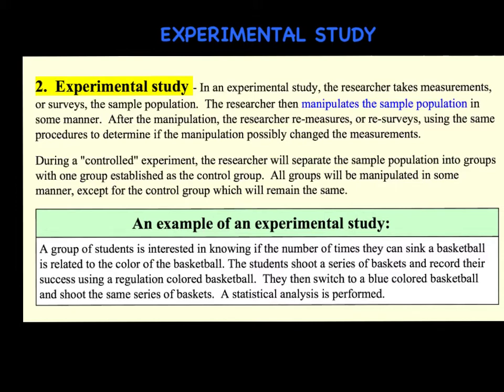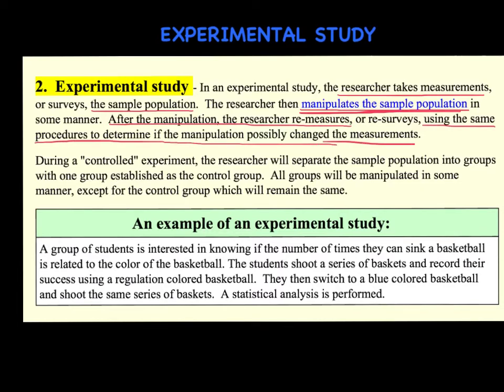In an experimental study, the researcher takes measurements of the sample population. And then here's the key. The researcher then manipulates the sample population. Okay, I can't underline that little blue part enough in some manner. After the manipulation, the researcher remeasures or resurveys using the same procedures to determine if the manipulation possibly changed the measurements, okay? I know that, without any examples in front of you, that's a very weird one. We're going to get to an example here that's going to clear that right up.